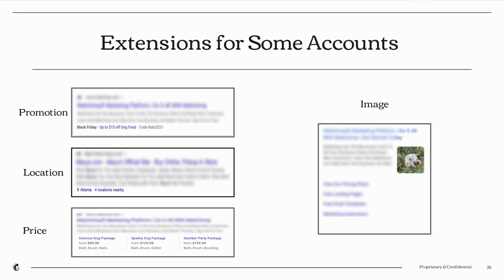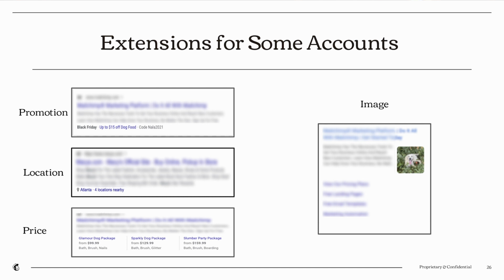I touched on location extension already. If you have a Google My Business in a brick and mortar store, this could be a great way to drive foot traffic. So I would highly recommend doing that if it makes sense for you. At the bottom, we have the price extension. So this is a great way if you have different packages or plans that you want to highlight, you can add multiple here and let the consumer know what you have to offer and how much it is so they can start self-qualifying if it makes sense for them.